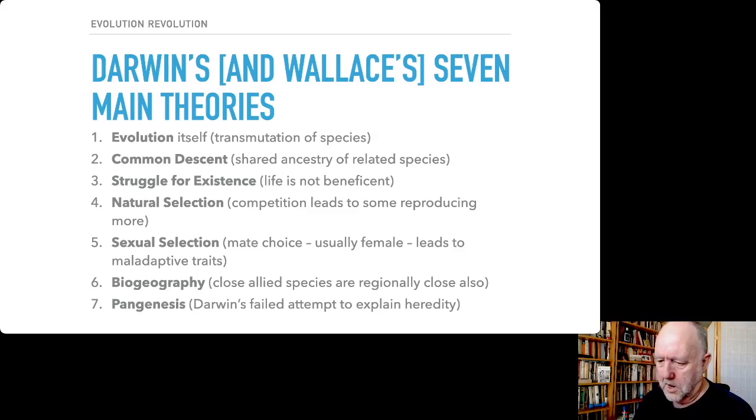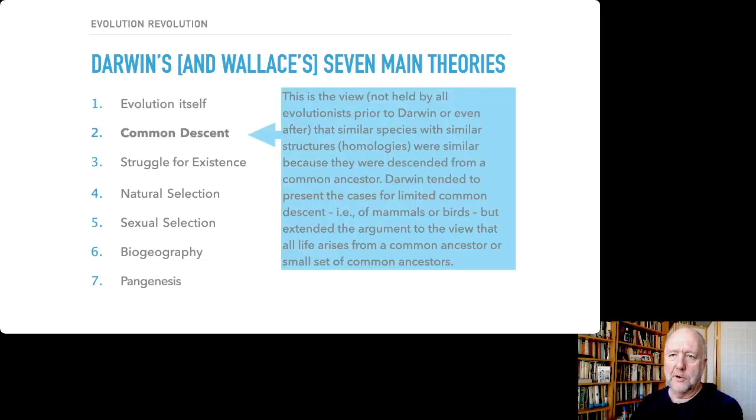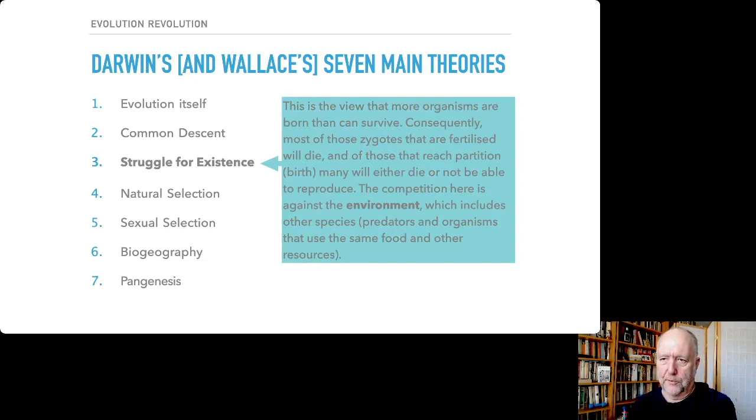If you read Ernst Mayr, you will get a different list of Darwin's theories, largely set up to provide him with a hook to hang his own ideas on. So here are the 7 main theories. Transmutation, or descent with modification. Common descent, which is not held by all evolutionists either before or after Darwin, that species with similar structures were similar because they descended from a common ancestor. The struggle for existence: more organisms are born than can survive, and the competition is against the environment rather than necessarily other things in the species.